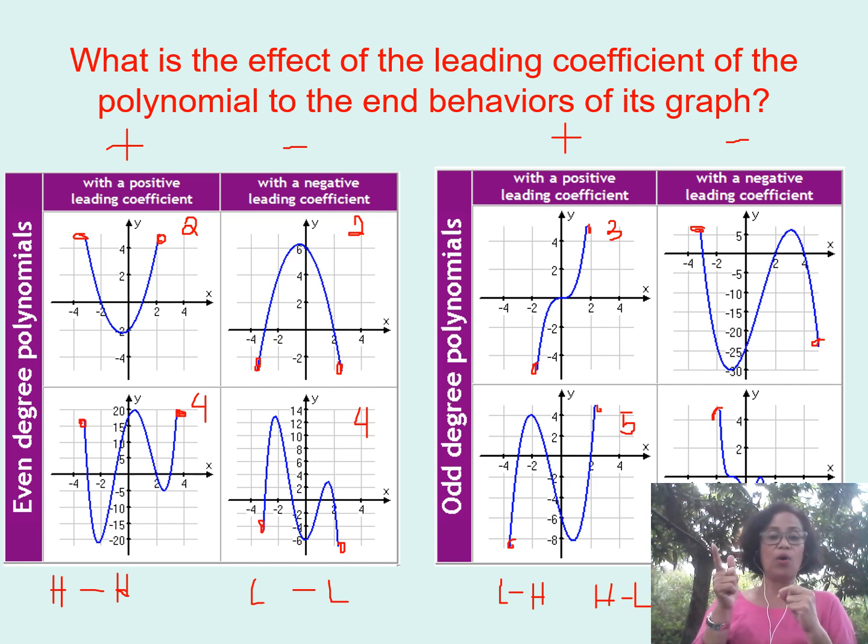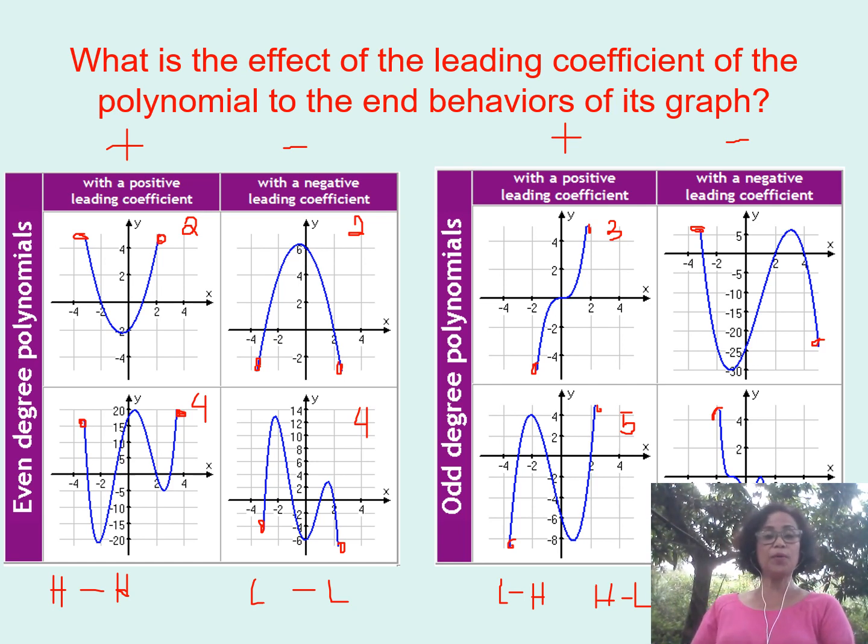While odd degree polynomials will have opposite endings. How opposite? Meaning, if it starts high, it's going to end low. If it starts at a low, it ends at high. Okay. So remember first these two concepts.